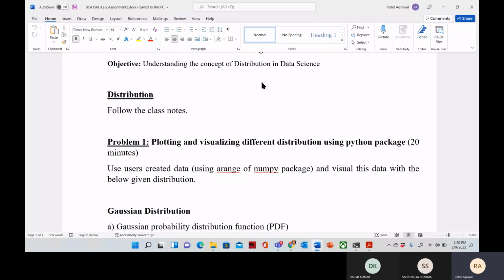So from the notes, if you remember, we discussed Gaussian distribution. We discussed a probability density function. We discussed a cumulative density function. So we discussed all these things. After that, I also introduced Bernoulli distributions and other things.